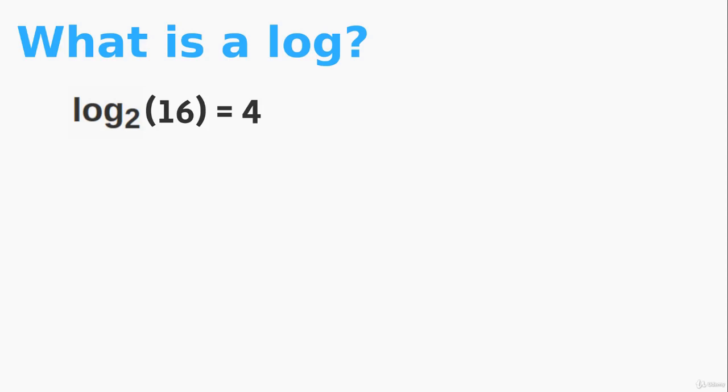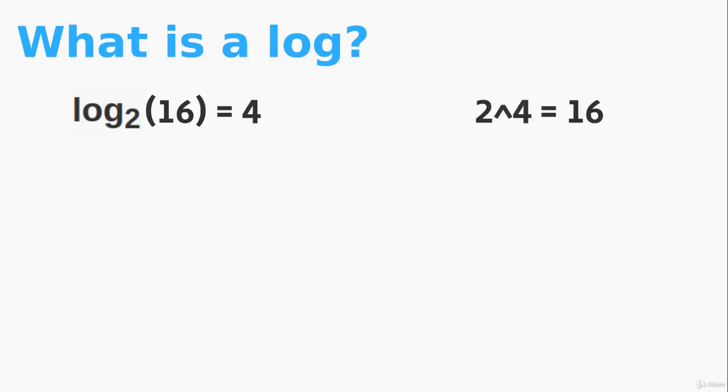So here we got log to the base of 2. Here you can see the number 2. That's called the base of a log. So here the log is of base 2, and we're trying to find log of 16. And you can see here that the answer is actually 4. But how did we actually get that value?